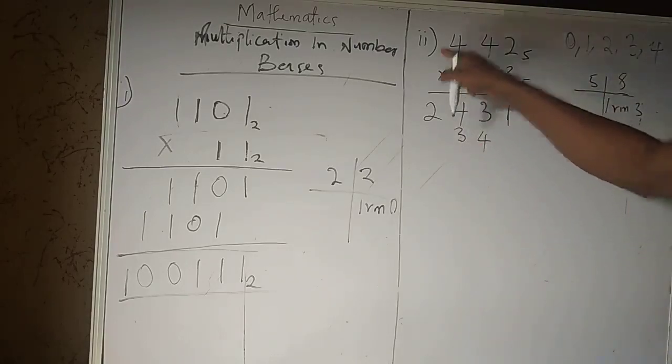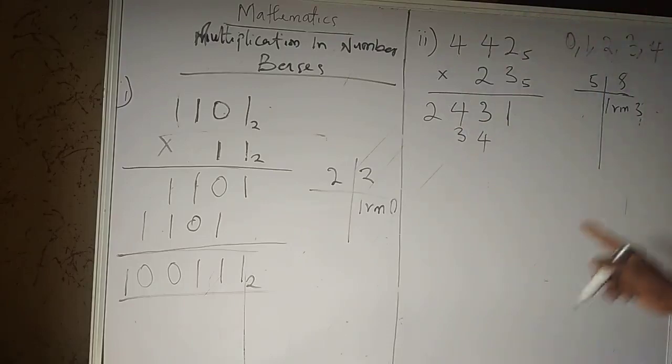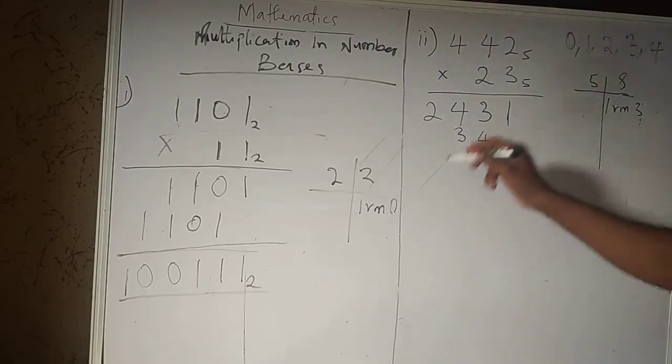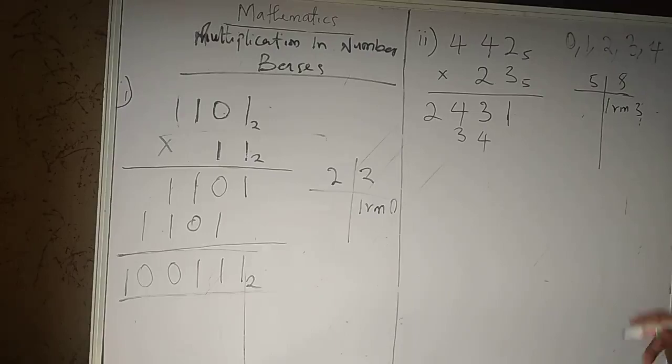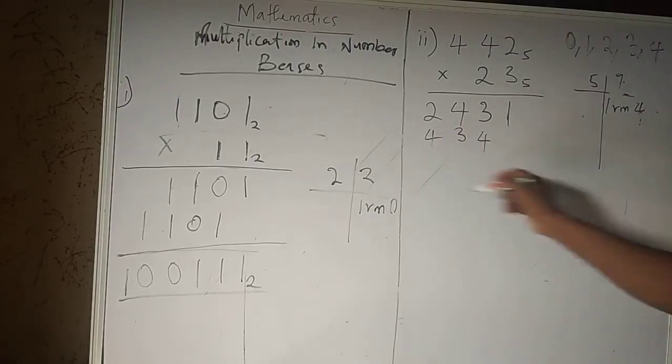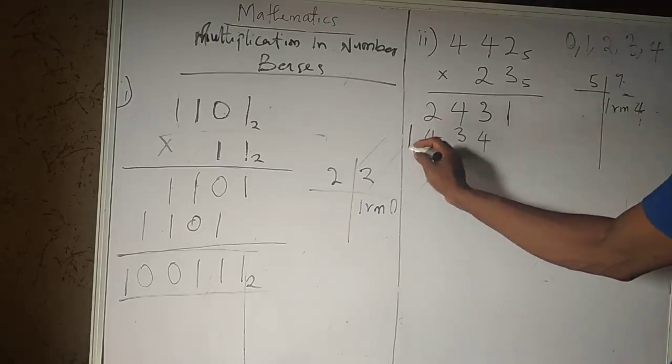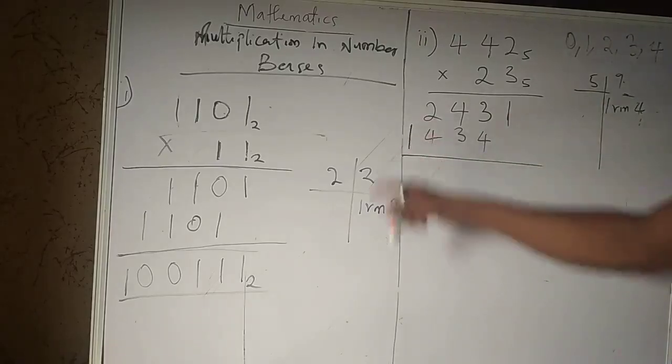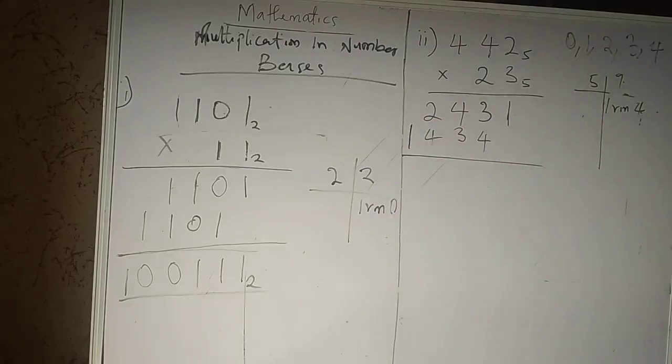So 2 times 4 again here becomes 8. 8 plus the 1 we carried over is going to be 9. So we convert 9 to base 5. That's going to be 1 remainder 4. So we are going to write 4, and the 1 that is left, we don't have any use for it, so we put it back there. That's it for now.